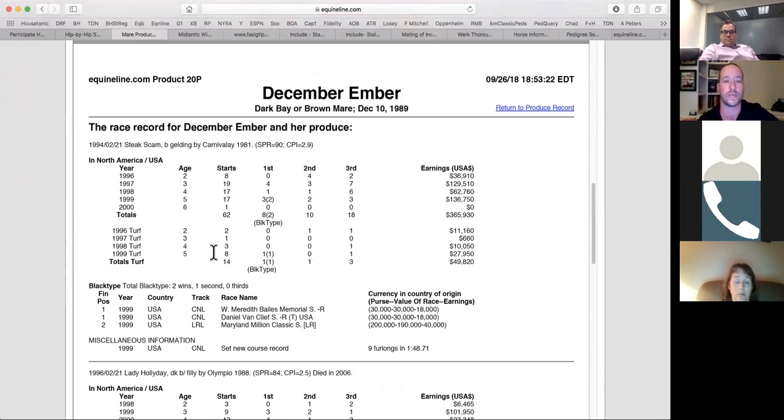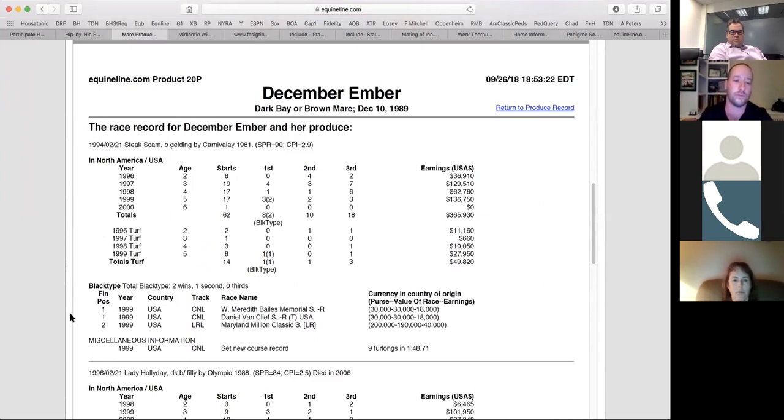They don't do that anymore. He managed to win 8 races, placed in another 28 races, earned $365,000. You see there, it says first, his total 62 races, 8 wins. The 2 in parentheses means 2 of those wins were black type wins, including one on the turf. They then break out the horse's record on the turf for you. So he was a stakes winner on dirt and turf.